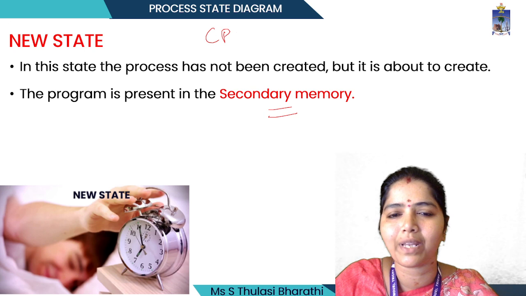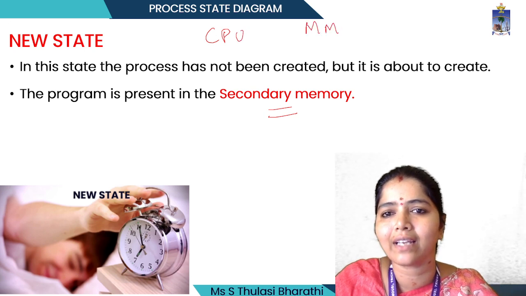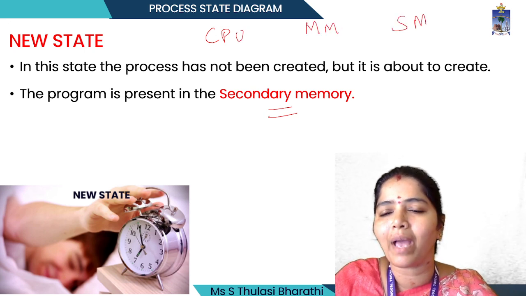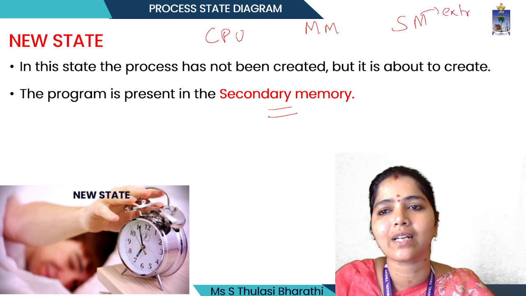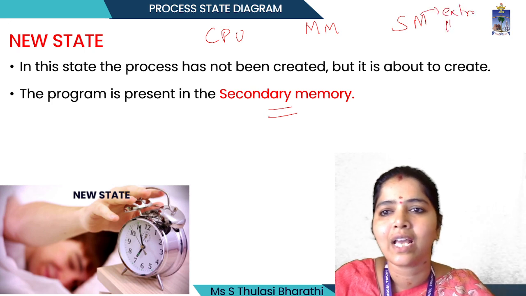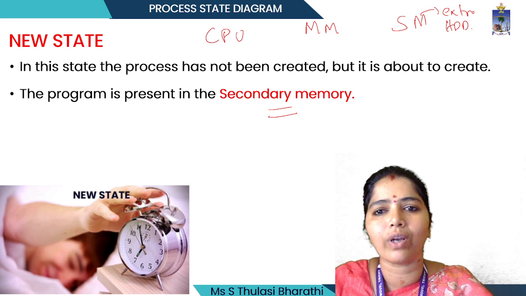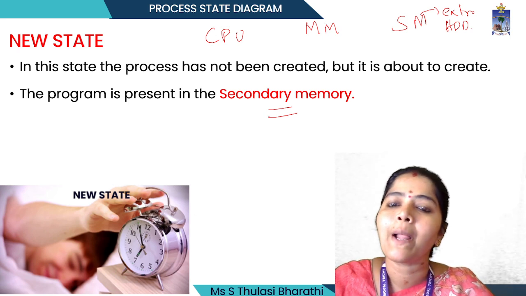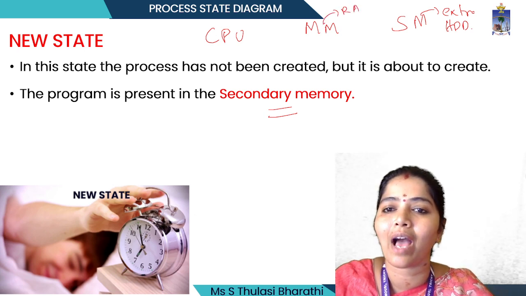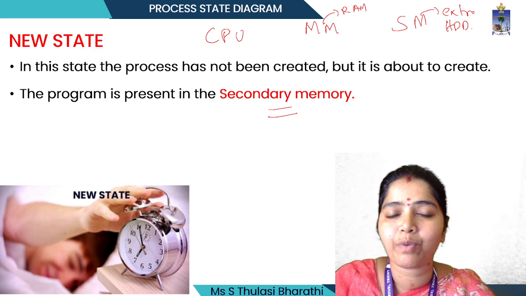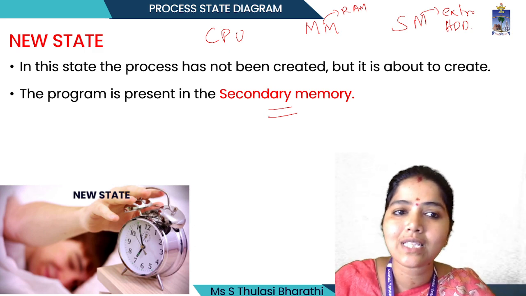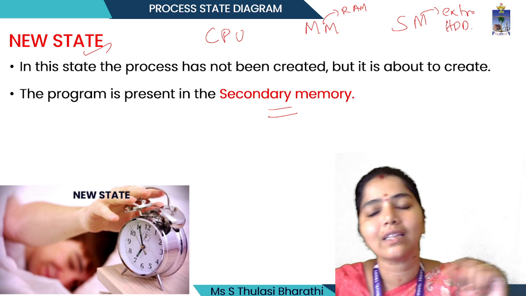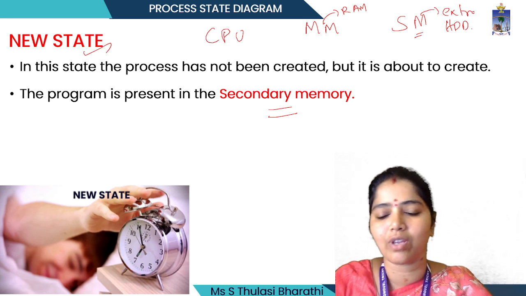As I told you, please remember this memory diagram: CPU, main memory, secondary memory. Secondary memory means all your external drives, hard drives, HDD, everything we call secondary memory. Main memory is nothing but your RAM, that's the primary memory. The CPU is where the instructions are executed inside a machine. So in the case of the new state, the things will be residing in the secondary memory.